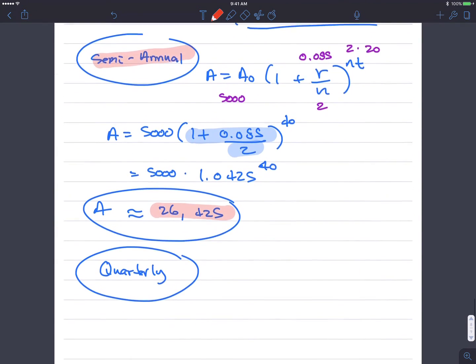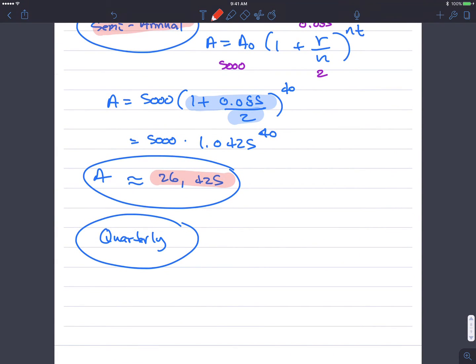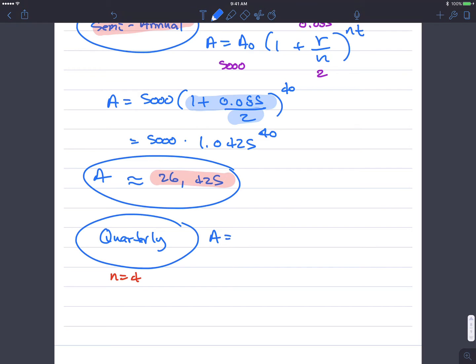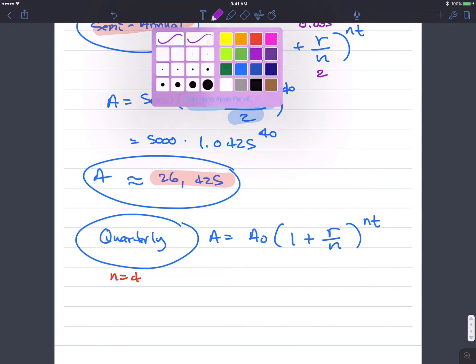So let's look at the next situation, quarterly. How many payments do you have when it's quarterly? What do you think is going to happen with the dollar amount? Does it make sense that we're going to earn maybe more money, because we're planting money along the way 4 times now, not 2, not 1? So let's see what that becomes.